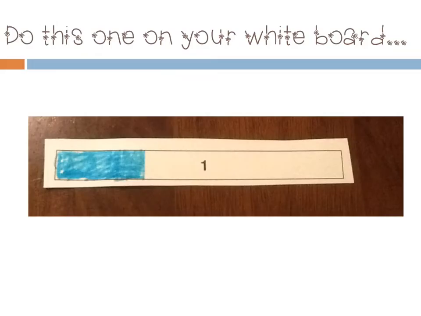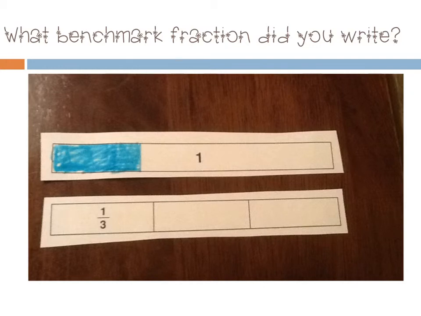Now you get to try one. Take a look at this fraction strip. Look at the part of it that has been shaded. What benchmark fraction do you think you could use to identify how much of this whole has been shaded? Did you write 1/3 on your whiteboard? If so, good job. You can see that this is about 1/3 of the strip. It's not exact, but it's approximately, and it works great for an estimate.